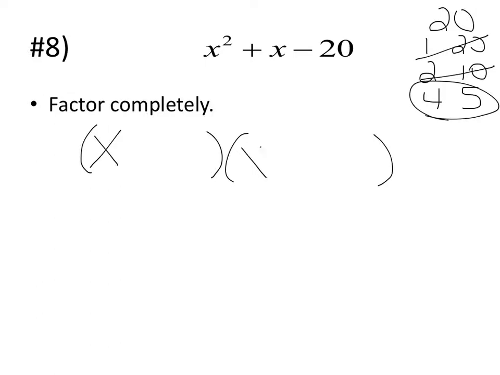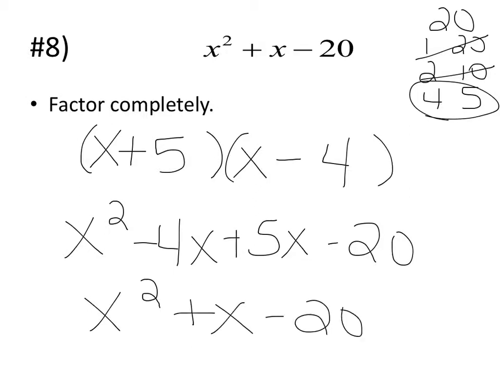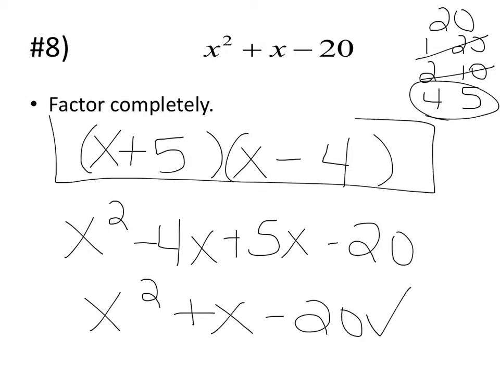Each house gets an x. Always keep your first sign. If your first sign is positive, you keep your second sign. Your larger number always goes first. Look at your houses, see if they have anything in common. X and 5 do not. X and 4 do not. Do a quick check. X squared minus 4x plus 5x minus 20. X squared plus x minus 20. That is correct. So this is my answer. I'm not going to check all of them, but you need to check all of them.